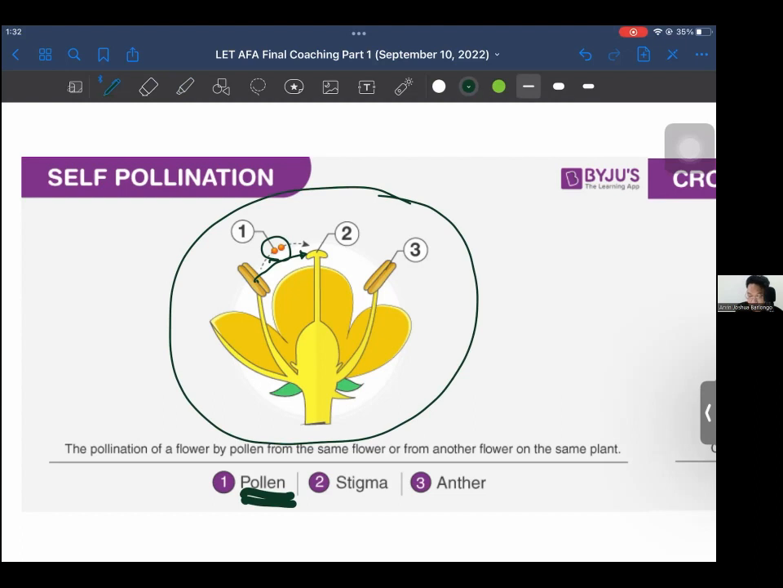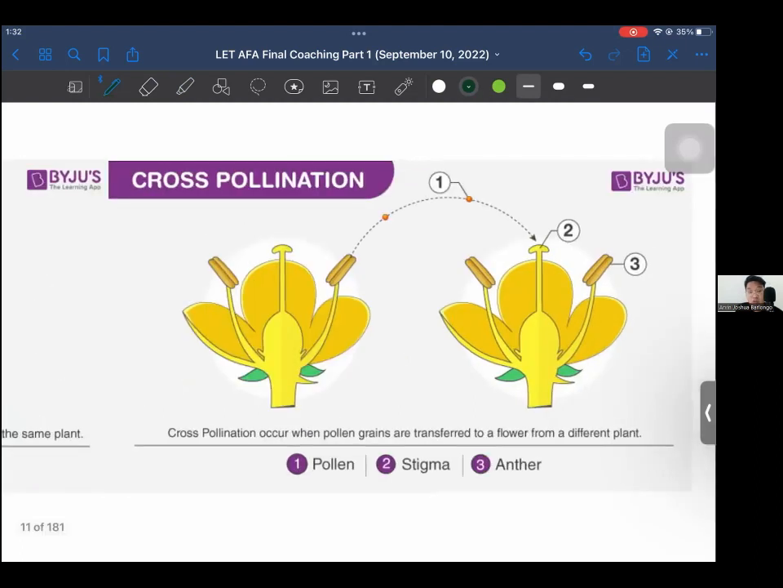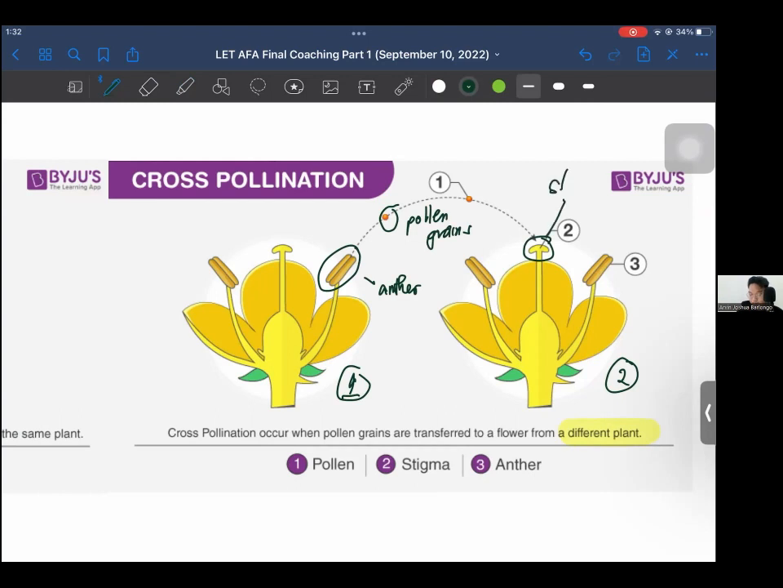self-pollination. Ngayon, kung titignan natin ang cross-pollination, if you will observe, dalawa yung flowers. So this is flower 1, this is flower 2. And this must be from different plants. So same yung illustration. Andito pa rin yung anther. Ito yung anther. Ito yung pollen grains. Tapos pupunta siya sa stigma ng ibang plant. So that is cross-pollination.